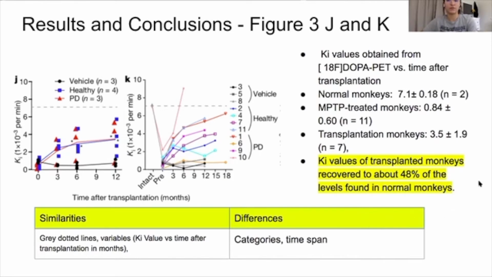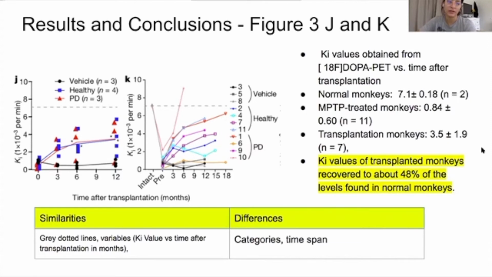These two graphs both have a few similarities and differences. On the left and right side, they both have gray dotted lines, which are the average Ki values for two intact monkeys. So they should be around there for full recovery. Also, the variables, as I mentioned, are the same for both graphs. And the biggest differences are the time span and the categories of the graphs.